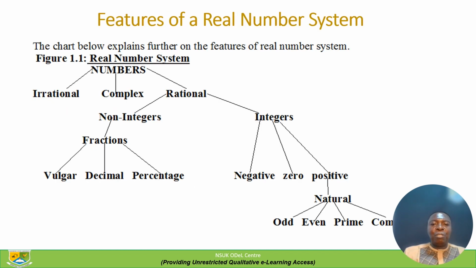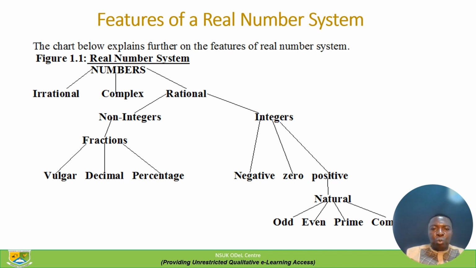So let's look at the features of the real number system. The chart below shows further the features of the real number system. When you look at the chart here in Figure 1.1, you see the real number system. Under it are the numbers. Under numbers, we have the rational numbers, the irrational numbers, and the complex numbers. The irrational numbers and the complex numbers are out of the scope of our study.